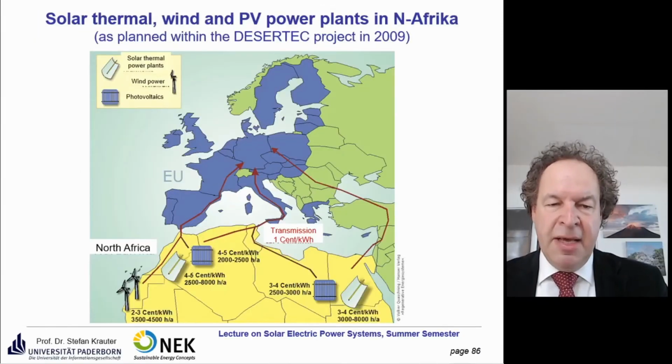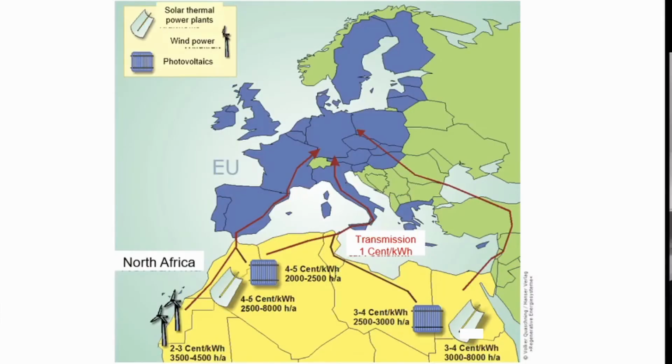So we have here the idea of the so-called Desertec Project in 2009. The basic idea was to generate electricity in North Africa by wind and solar, both with solar thermal systems, which cost 4 to 5 cents a kilowatt hour now. And due to the attached storage, you can have 8,000 full load hours per year. That means it's running through all the year.